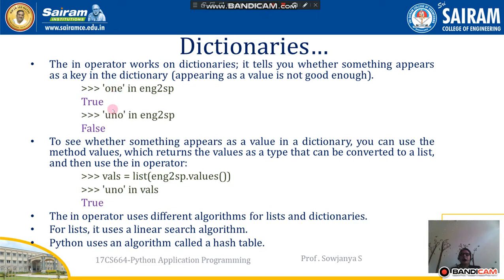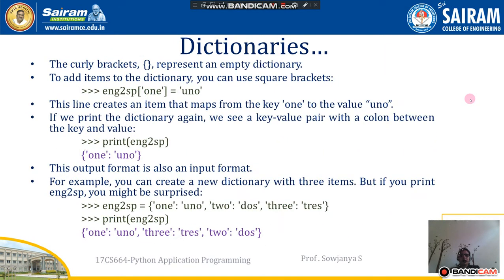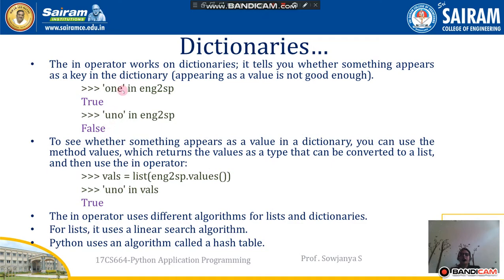Whereas for 1 the value is UNO. So if you execute UNO in eng2sp, look at this example. We have 1 as the key and the value is UNO. Obviously it should return True, but it is returning False. Why? Because with dictionaries, the in operator only checks the keys, not the values of the keys.